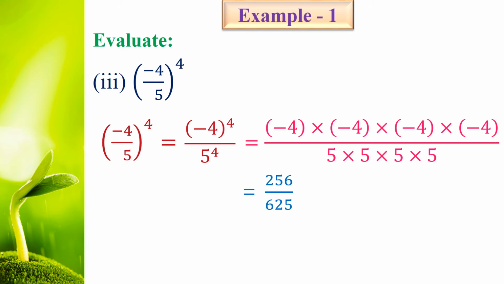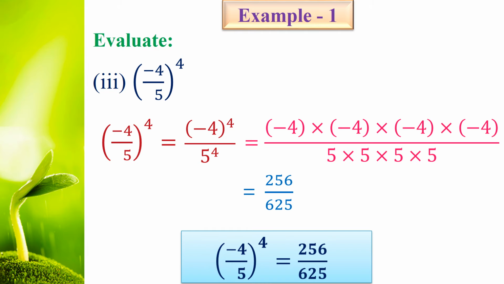So, the answer is 256 divided by 625. (-4/5)^4 equals 256/625.